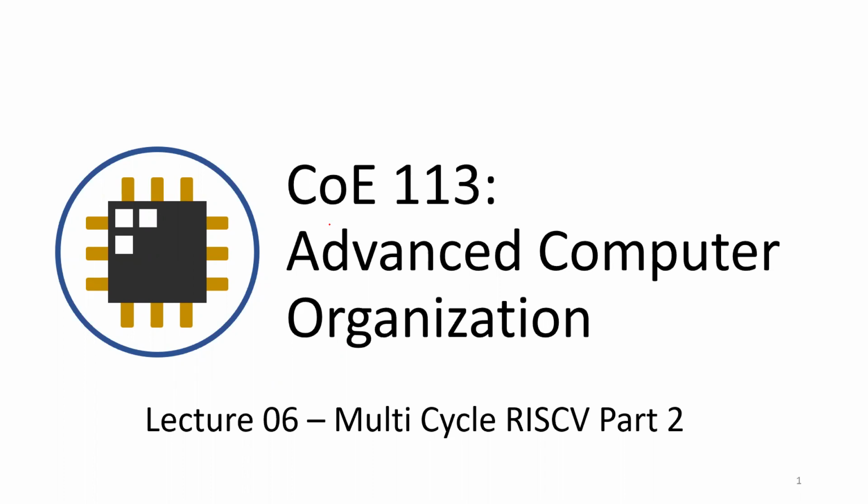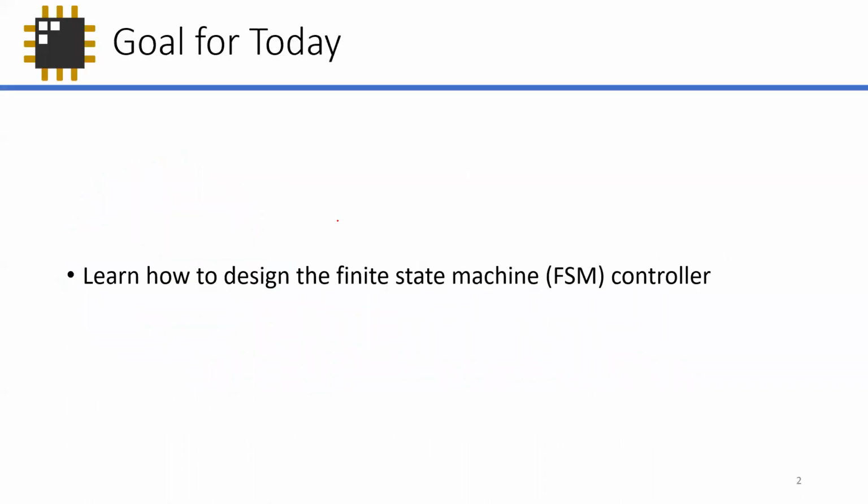So let's continue for today's lecture. We are now in lecture 6, which is the second part of multi-cycle RISC-V. The goal for today is about learning how to design the finite state machine controller. Because last week, you should have noticed that for every cycle that we run our code, our multi-cycle processor's control signals are different for every cycle. That entails that our controller needs to be clock dependent, because the control signals depend on specific cycles.